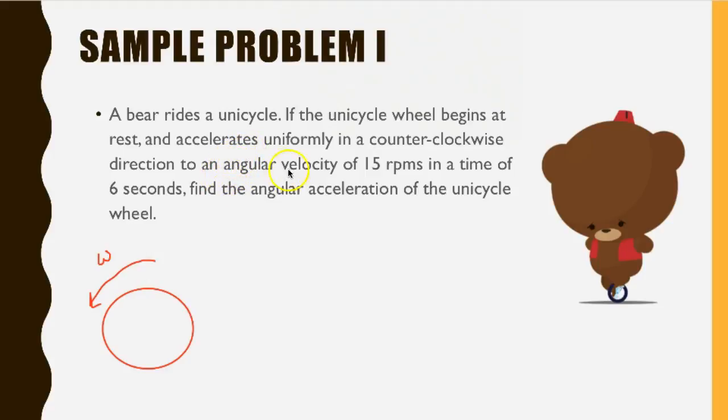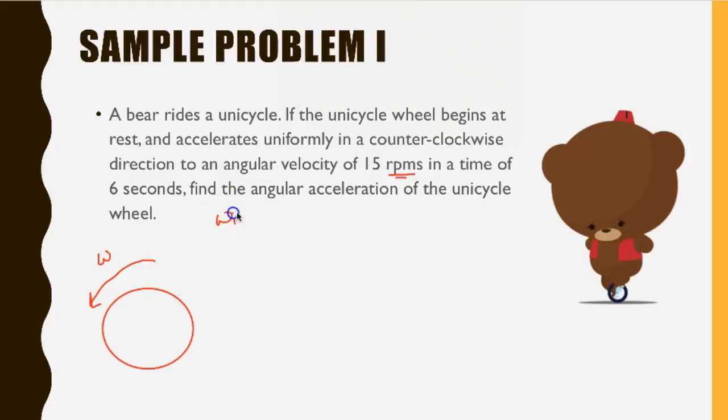It accelerates to an angular velocity of 15 RPMs. RPM means revolutions per minute. It's a common omega or rotational velocity measure. It's not the one we like to use, but it's very common to see it that way. And it does this in a time of 6 seconds.